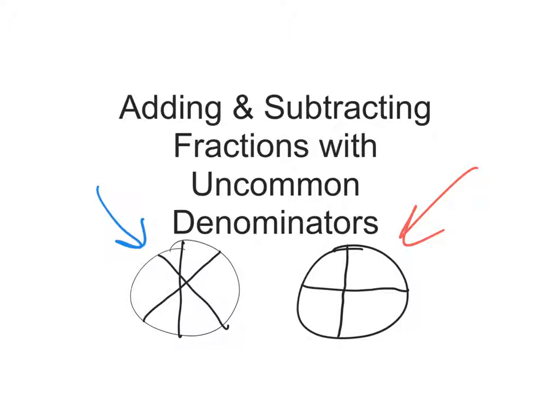I have to make my pizza slices the same, which means, since this blue pizza has 6 slices, I'm going to need to make the red pizza also have 6 slices, okay? Because that just makes it easier for me to share. Your job today is to make your pizzas the same amount of slices, which means your denominators the same number, okay? So adding fractions with uncommon denominators.